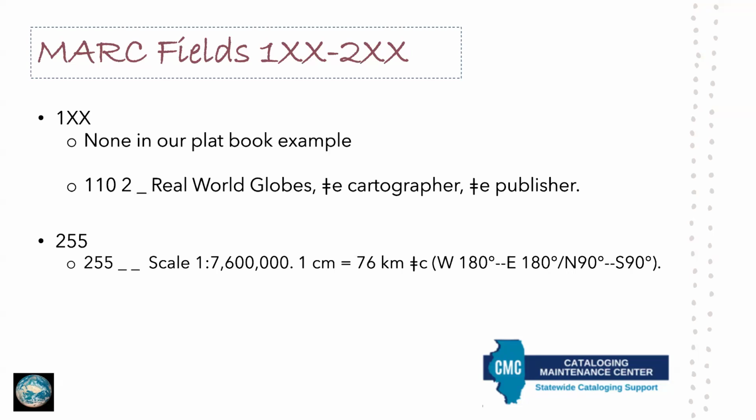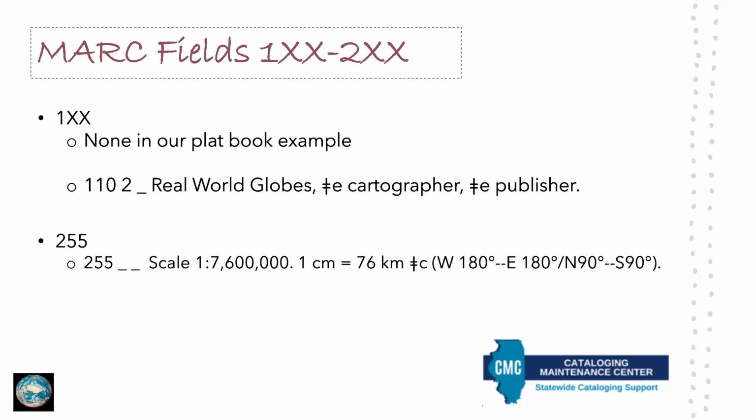Subfield A is the statement of scale. Record the entire scale statement here. Be sure to include any equivalency statements. You can also record vertical scales or vertical exaggeration statements for relief models or other three-dimensional items. Record the entire projection statement in subfield B if that is included on the item as well. The coordinates are recorded in subfield C.